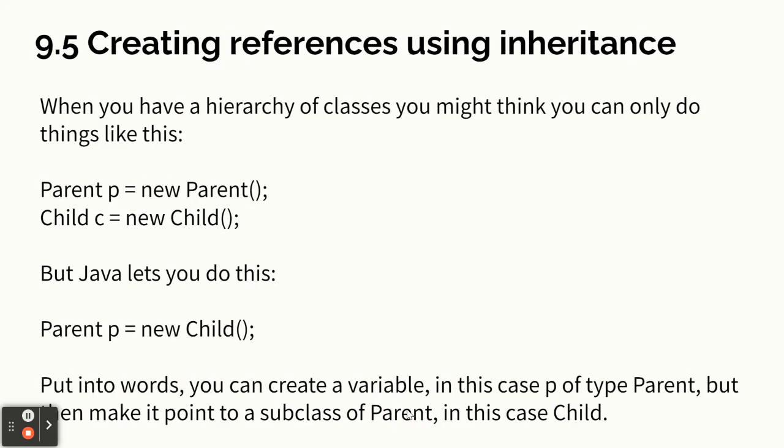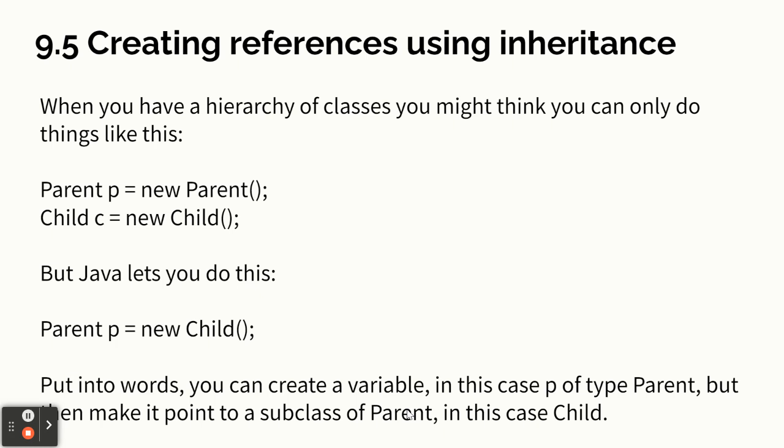Check this out. When you have a hierarchy of classes, you might think you could only do this: Parent P equals new Parent, Child C equals new Child. But Java lets you do this: Parent P equals new Child. What?